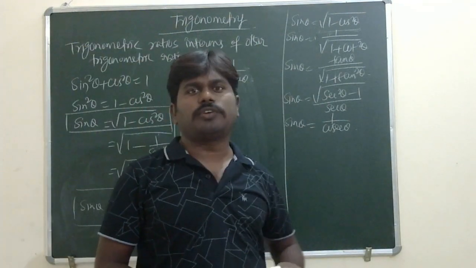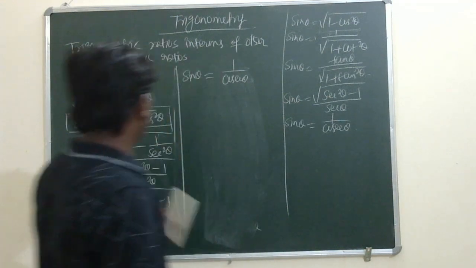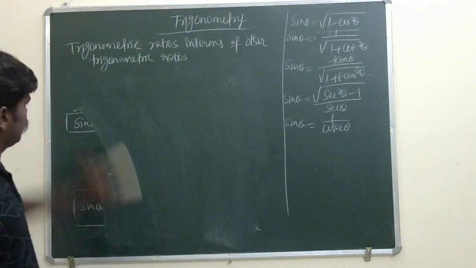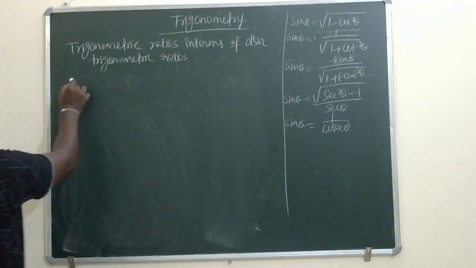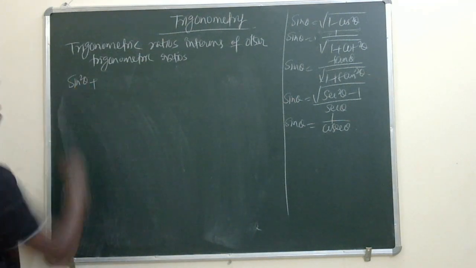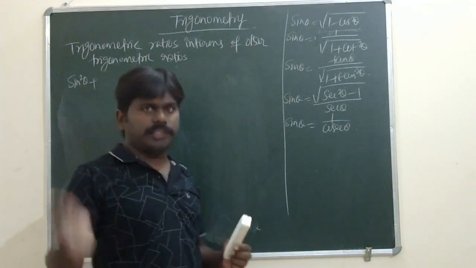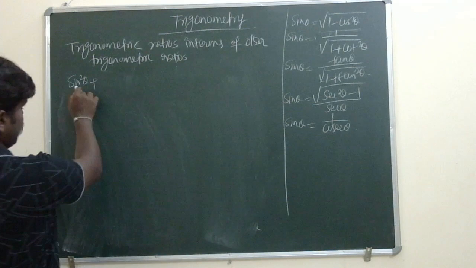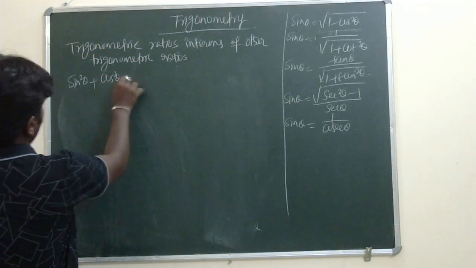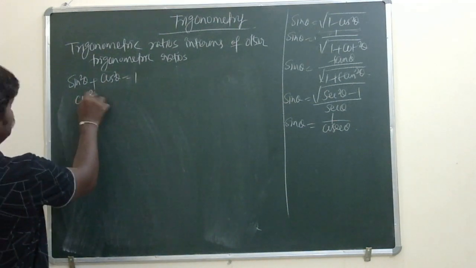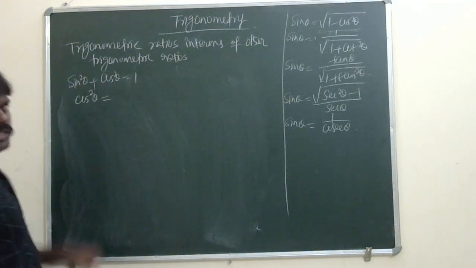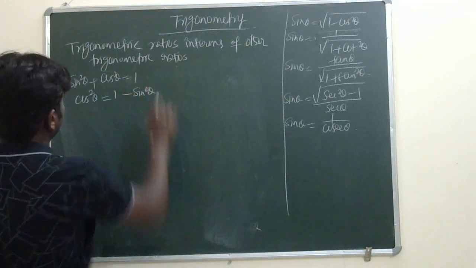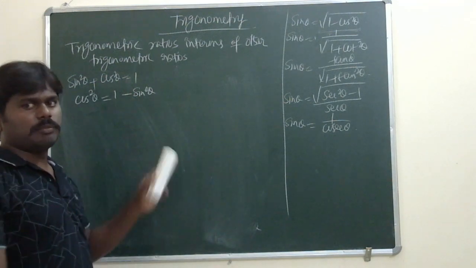Next we will do the same for cos theta. To express cos theta in terms of sin theta, I am taking the first identity again: sin square theta plus cos square theta is equal to 1. We want cos square theta in terms of sin square theta, so I take sin square to the other side. Here I get cos square theta is equal to 1 minus sin square theta.